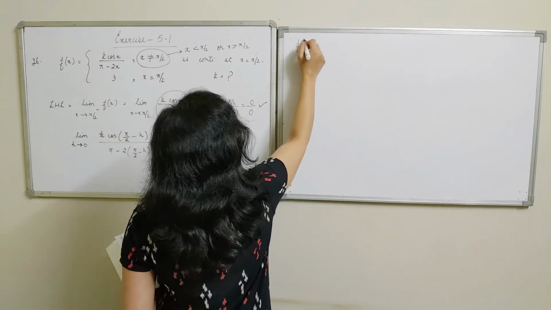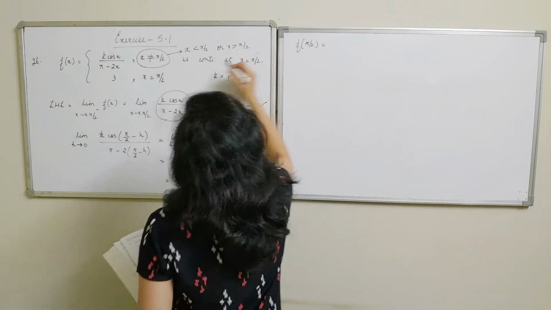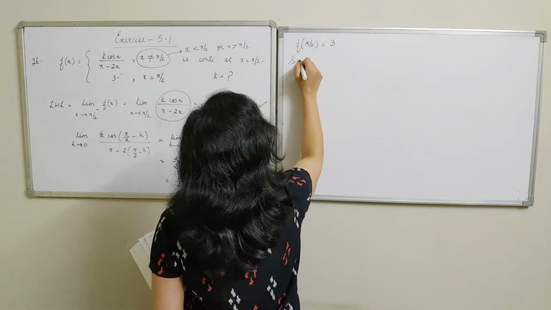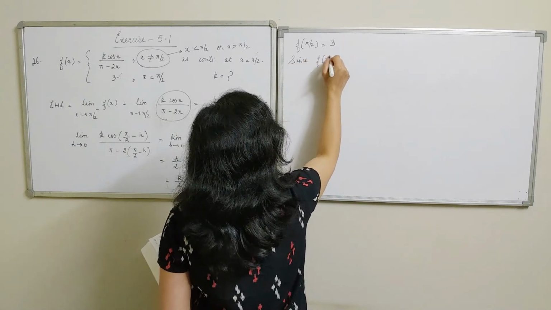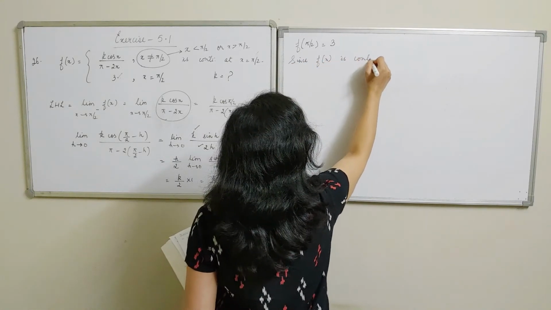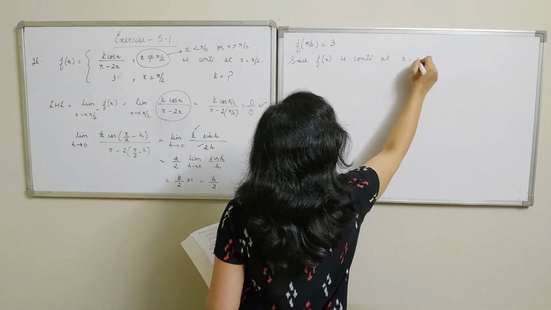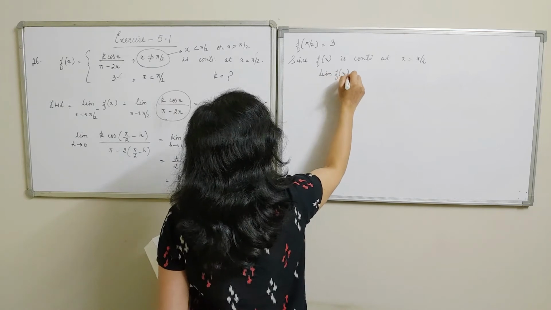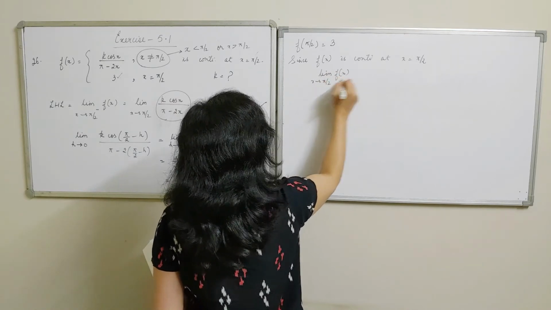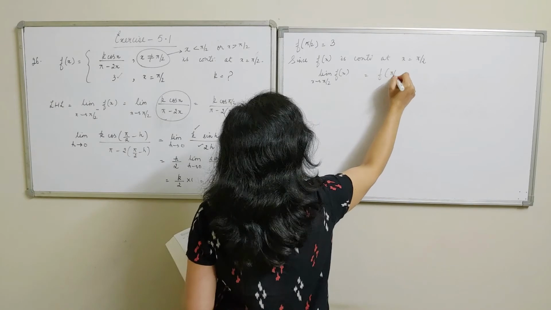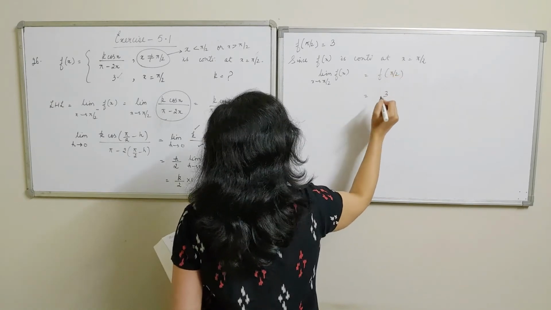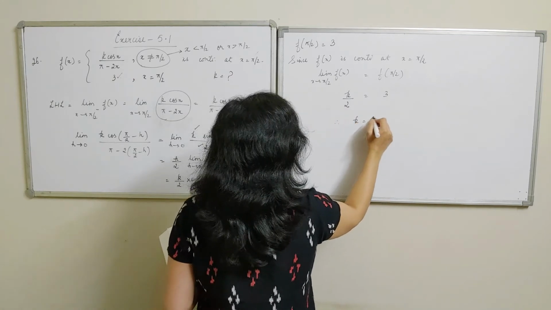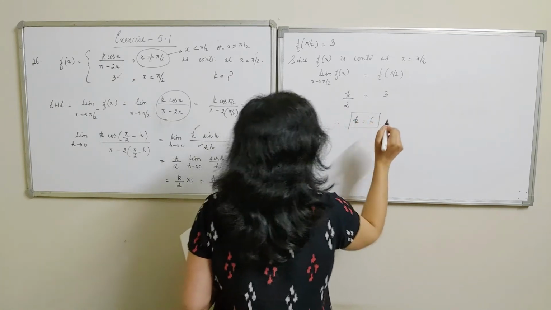Next, the value of the function at the point pi by 2 is given as 3. So the value of the function is this. Now we are given that this function is continuous at the point x equal to pi by 2. That means the limit of the function when x tends to pi by 2 should be equal to the value of the function. The value of the function is 3. The limit we have found is k by 2. Hence we are able to find the value of the constant k, which is 6.